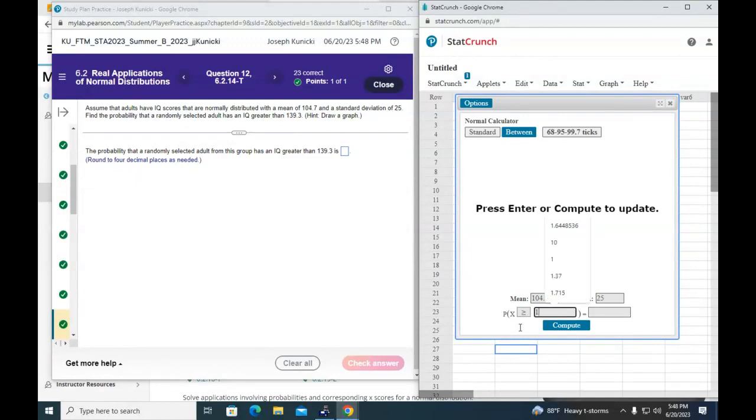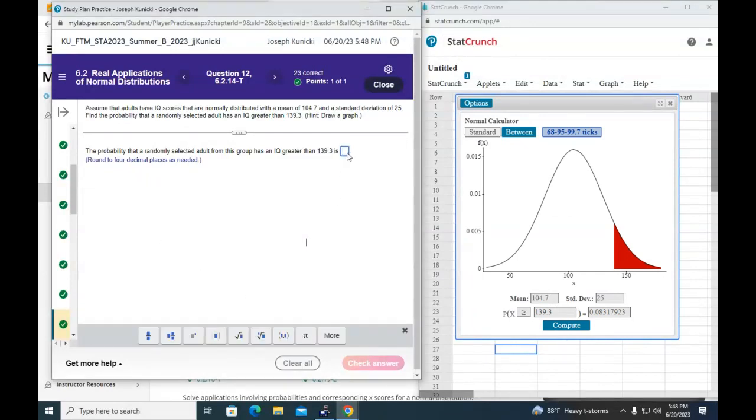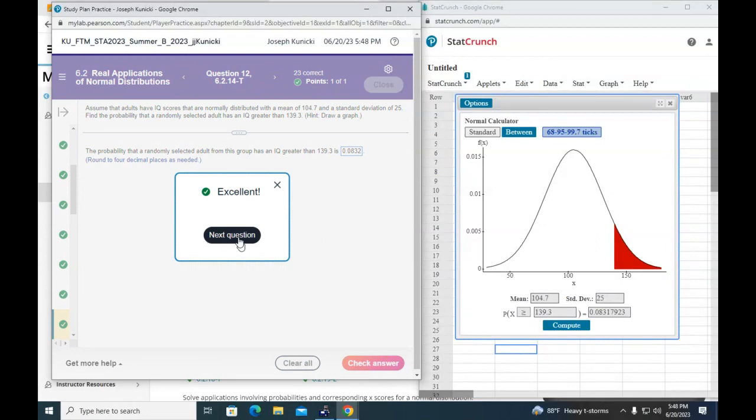So 139.3. 4 decimal places, it'll be 0.0832. 8%, 8.3% chance.